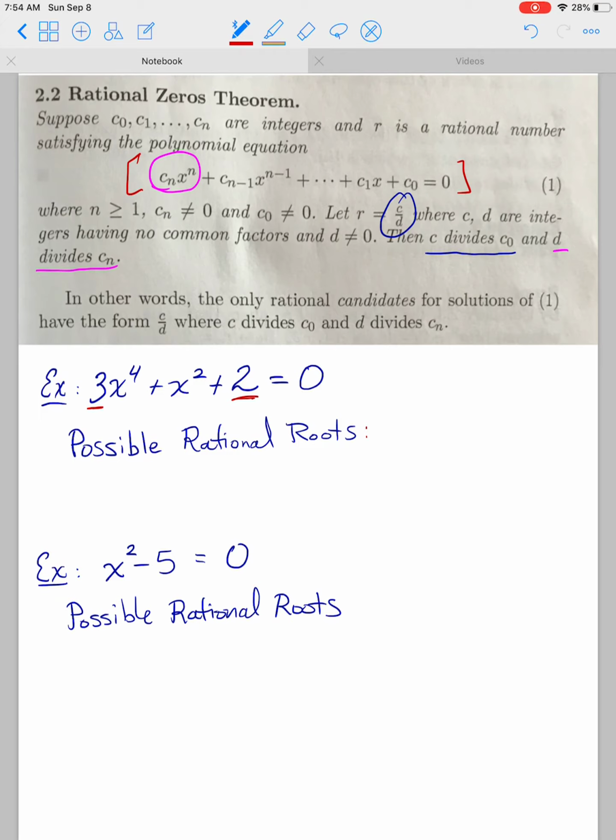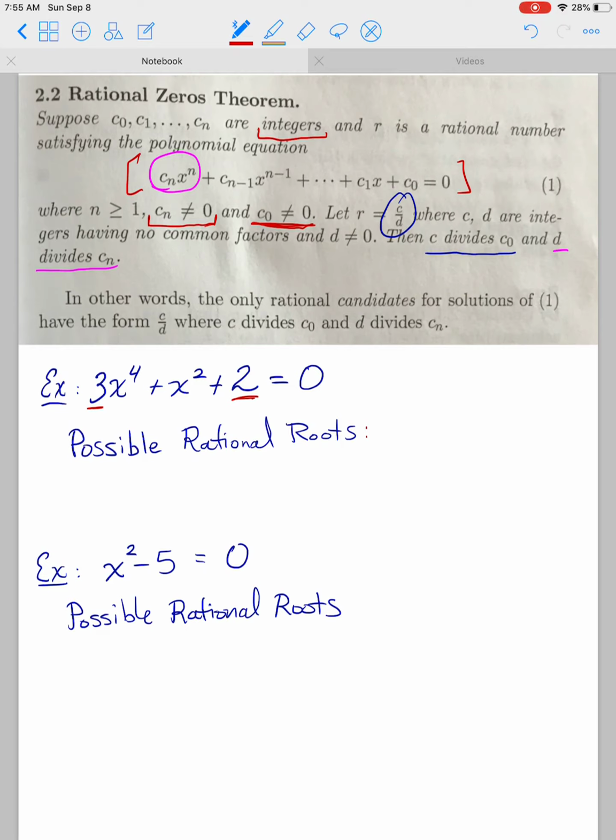What's important is that all of these coefficients are integers, and the leading coefficient, of course, has to be non-zero. That's the first term that you have, and also that last coefficient is non-zero. And then the claim of the theorem, let's read it together, says, let r equal c over d. So in other words, if we have a fraction of integers and they have no common factors, then the numerator of that solution has to divide C0 and D divides Cn, right?